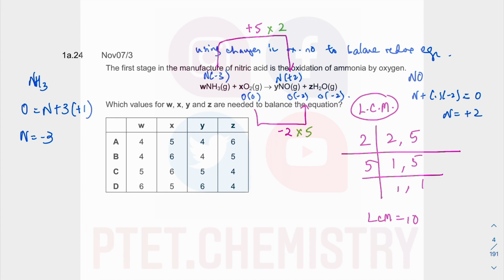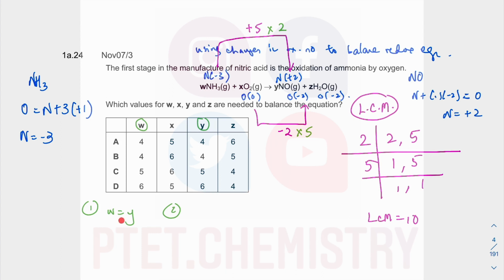If you balance it from scratch, what can you say? The nitrogen there must equal the nitrogen there, so W must equal Y, because the number of nitrogen must balance. What else can I say? The hydrogen from there goes all the way to the hydrogen there. So I'm going to start balancing from scratch. I don't think I'm capable enough to balance using changes in oxidation number here. I will do it when we come to redox. All right, let's just balance from scratch.